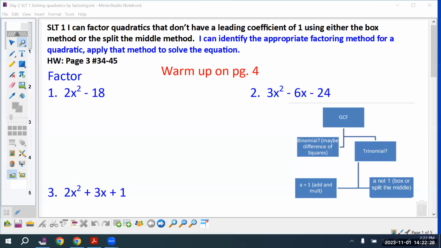In this video, we're going to learn our final method of factoring quadratics. That is to factor quadratics that don't have a leading coefficient of 1. We're either going to use the box method or splitting the middle. And we're also going to learn how to then solve quadratics by factoring.